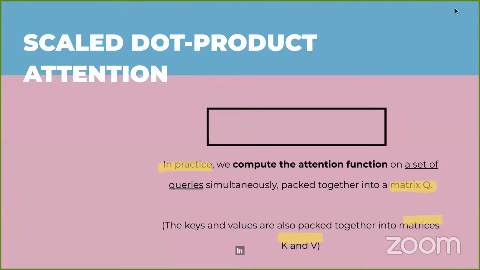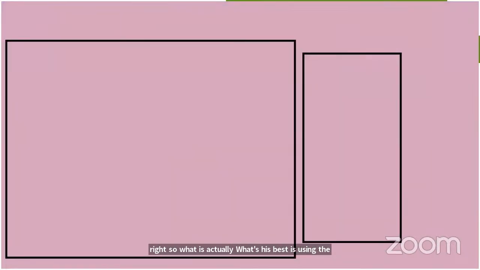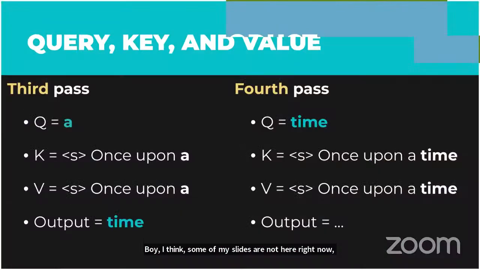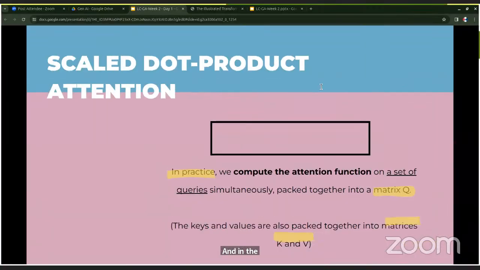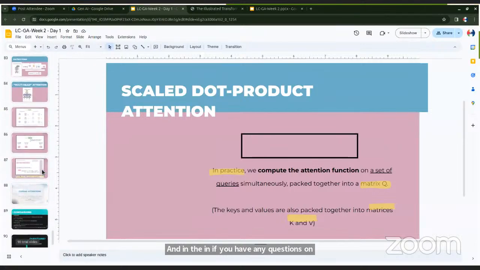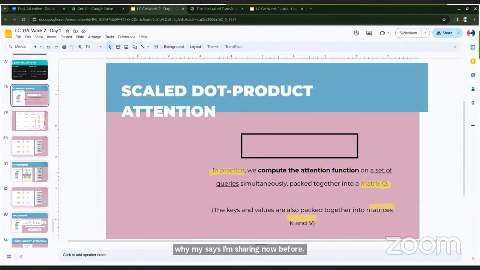But one thing is that using just vectors is not best practice, right? What is best is using matrices to do these calculations. But I think I lost some of my slides, and some of them are not here right now. So what I'm going to do is that we're going to stop for today. If you have any questions on why my slides are not showing, please ask.